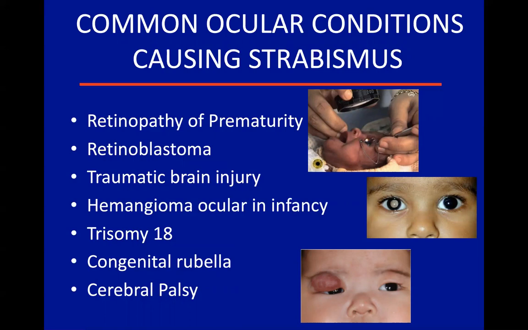Anything that causes brain injury. Hemangioma, can you see it here? This hemangioma is closing the eyelid, not allowing the light to go in. Therefore, it will also cause strabismus. Certain congenital cases and hereditary congenital or genetic cases: trisomy 18, congenital rubella, cerebral palsy.